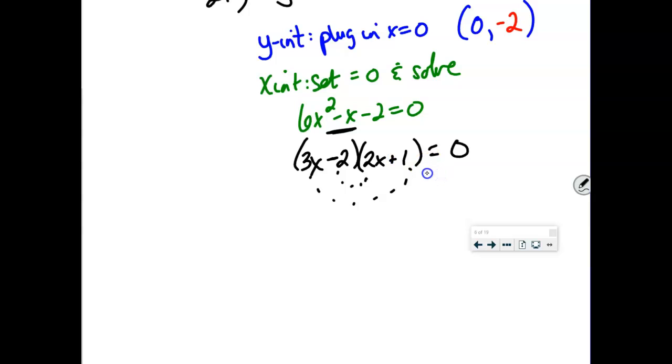So just triple check your factoring before you commit to solving. Those are factored properly. So now to find your solutions, you just set each factor equal to 0. And you solve. So this guy gives you, let's see, we'd add the 2 and divide by 3, so 2/3. And then this one, you'd subtract the 1 and divide by 2, so negative 1/2.